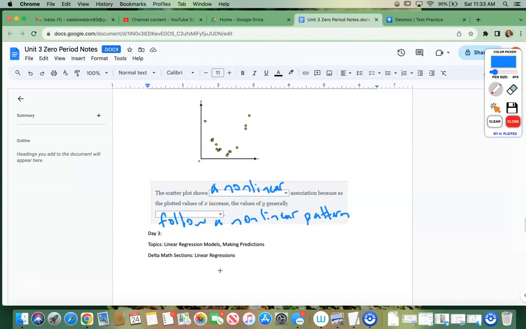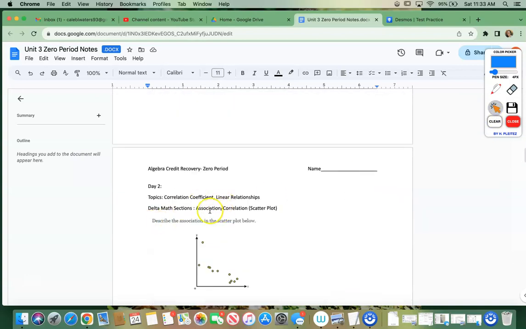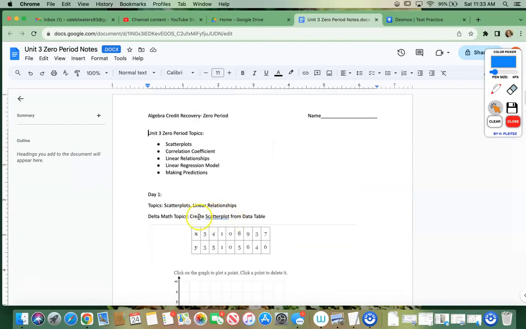So with that, make sure to go in and do your Delta Math sections that correspond to those. Again, they're listed where they always are, right here and right here. So go ahead and go do those inside the Unit 3 report.